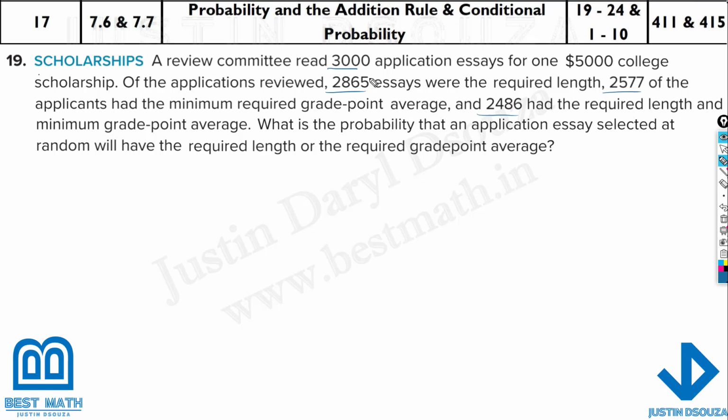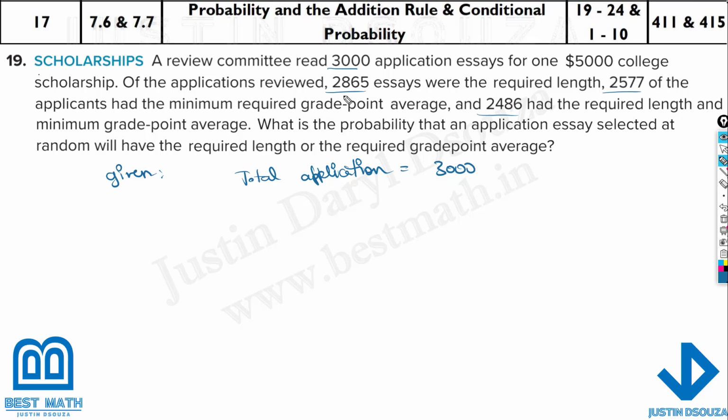Scholarships. A review committee read 3,000 application essays for one $5,000 college scholarship. Since it's the writing part of the exam, you can write total applications given, this is equal to 3,000. Step 1 is to write whatever is given.